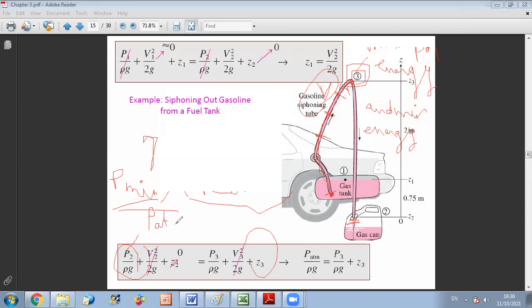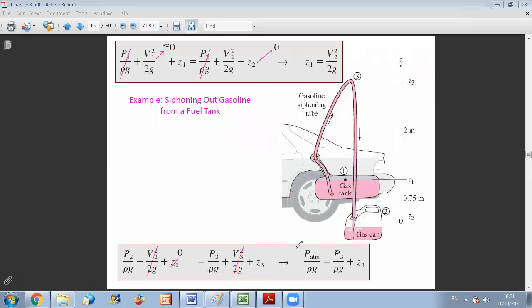And V2 is equal to V3. Why? Because, as we said, it's the velocity along the same cross section. I have a tube of constant cross section, so due to continuity the velocity at 3 is equal to the velocity at point 2. So these two terms will cancel out. Concerning the elevation, Z2 is 0 because I am at the reference, and Z3 is the height of point 3. After simplifying terms, I get the following relation: P atmospheric over rho g is equal to P3 over rho g plus Z3.